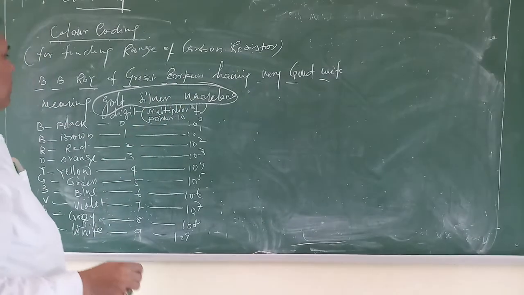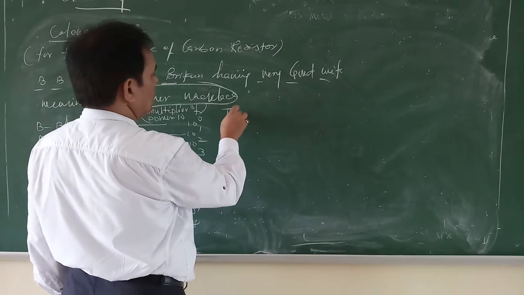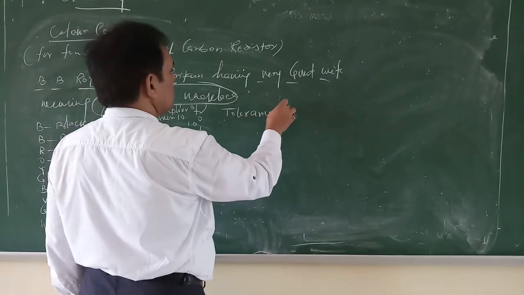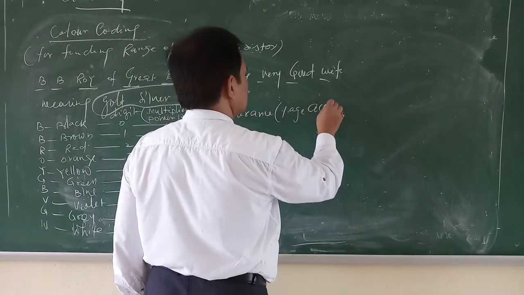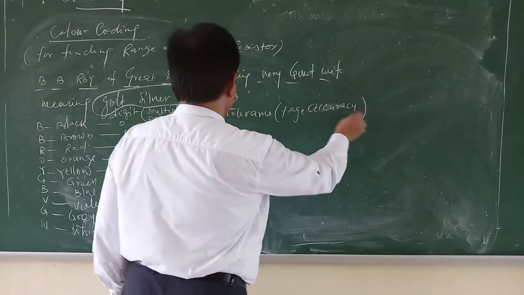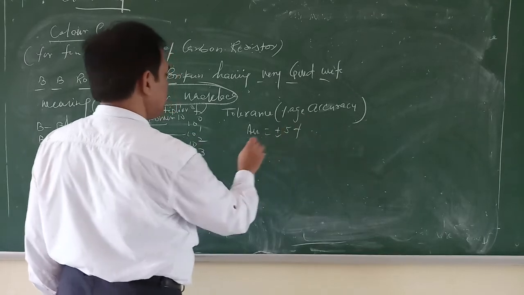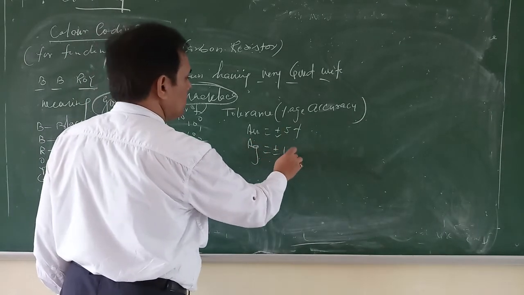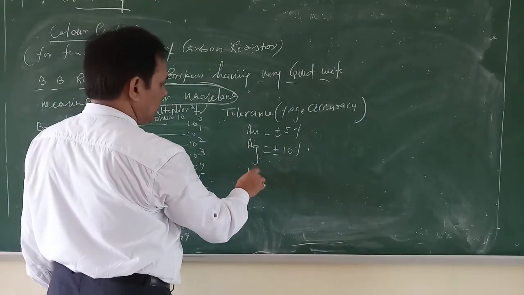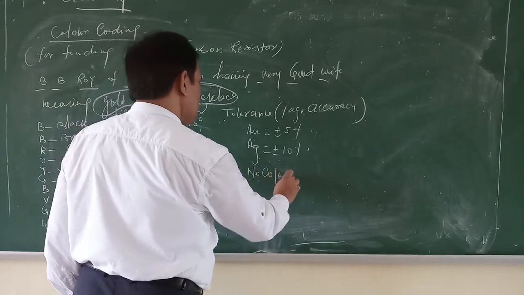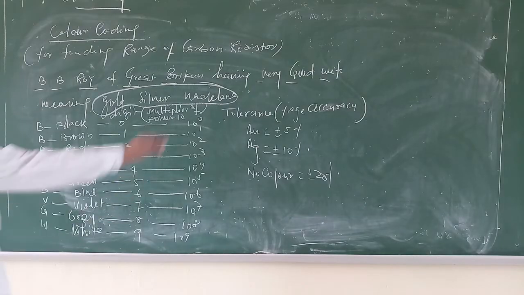Gold silver necklace represents tolerance. Tolerance means percentage accuracy. So tolerance for gold color is plus minus 5%, for silver color plus minus 10%, and for necklace, meaning no color, it is plus minus 20%. So this is the tolerance.